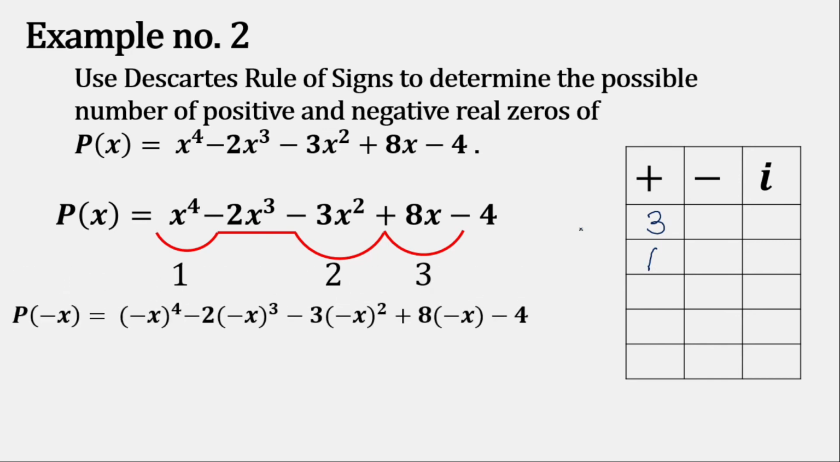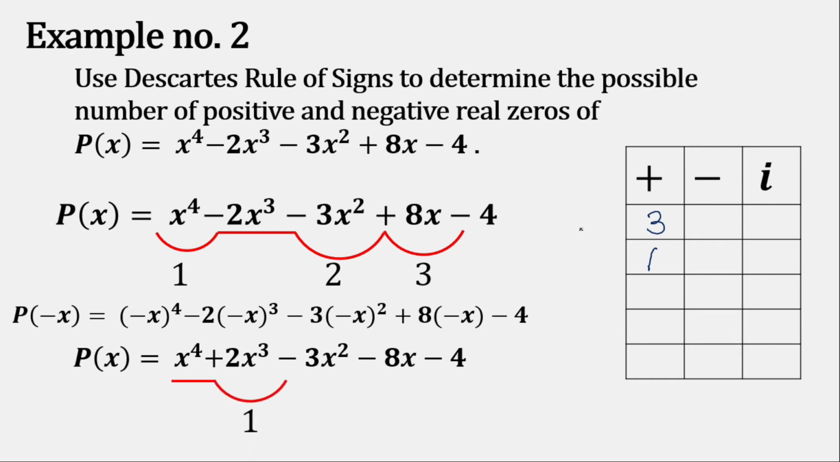Okay, now let's go to the negative. Let's substitute negative x and evaluate it. Now let's count the number of variations. From positive to positive, there is none. Then from positive to negative, that is 1. From negative to negative, that is none. So we have 1 negative number. Again, let me write it. These are 3 or 1 positive numbers, and this is 1.